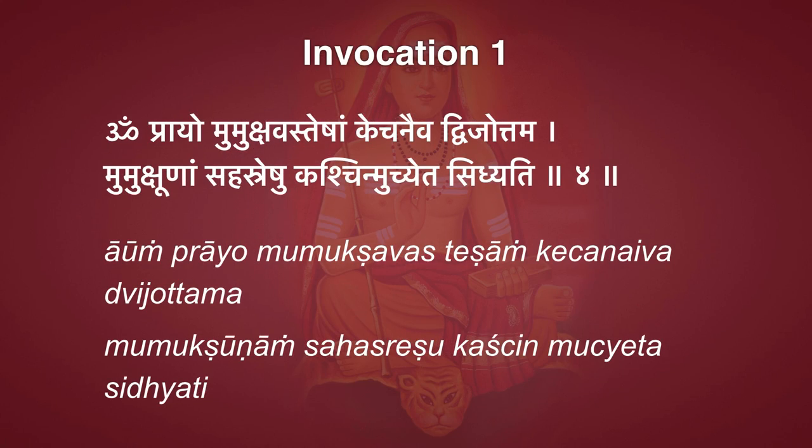Aum. Prāyo mumukṣavas teṣāṁ kecanaiva dvijottama, mumukṣūṇāṁ sahasreṣu kaścin mucyeta sidhyati.